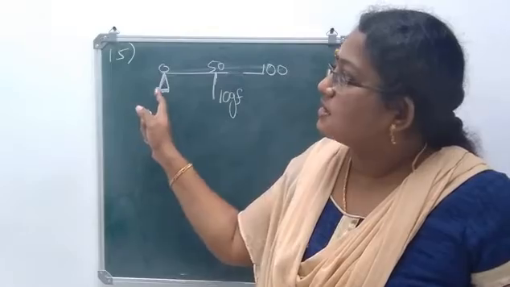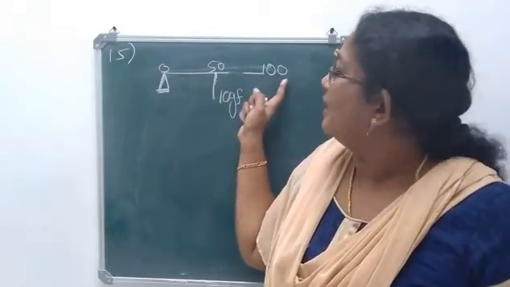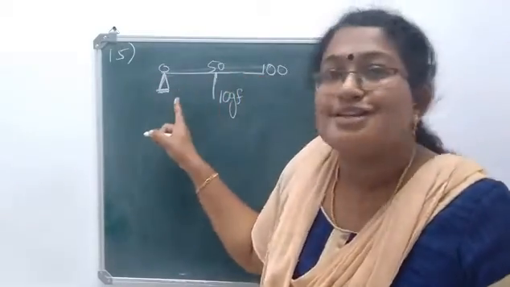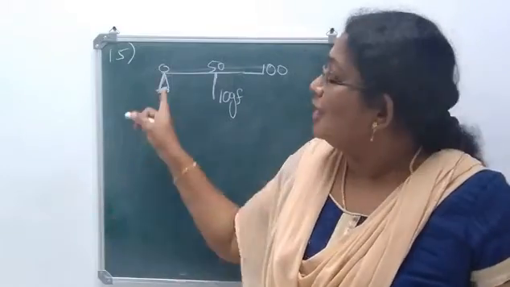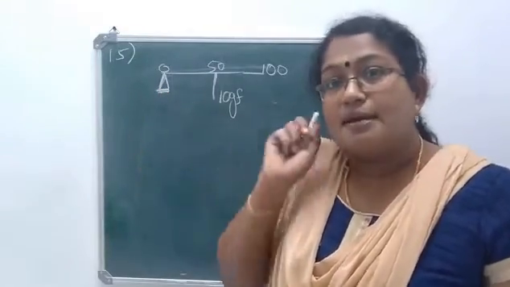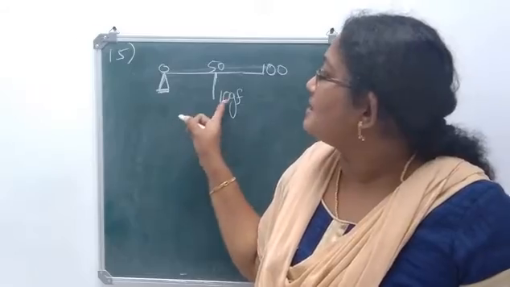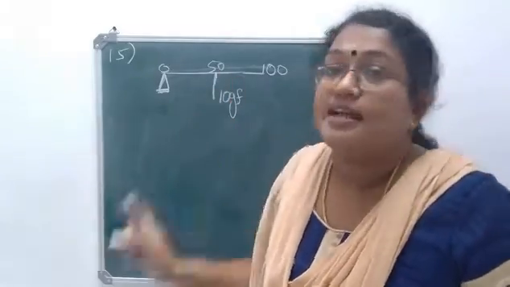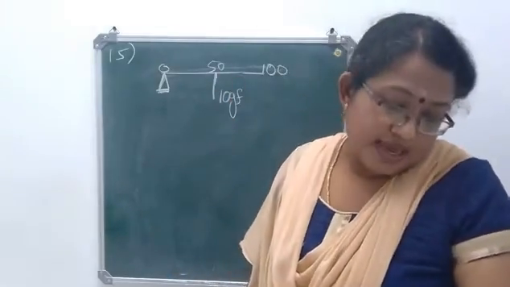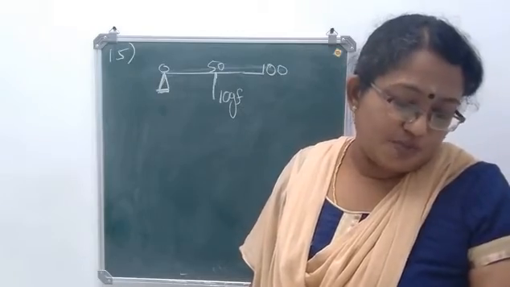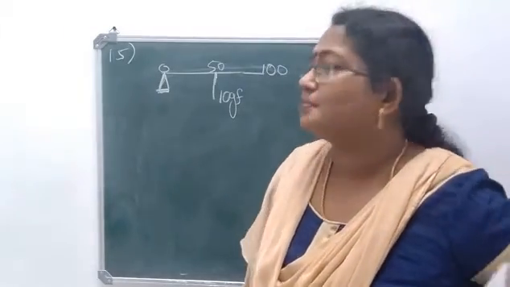Since it is a uniform meter rule, 0 and 100, and it is pivoted at the 0 marking, I have drawn the pivot. The mass of the rule is given as 10 gram force. So I have kept it at the 50 centimeter marking. Now, what moment of force depresses the rule?